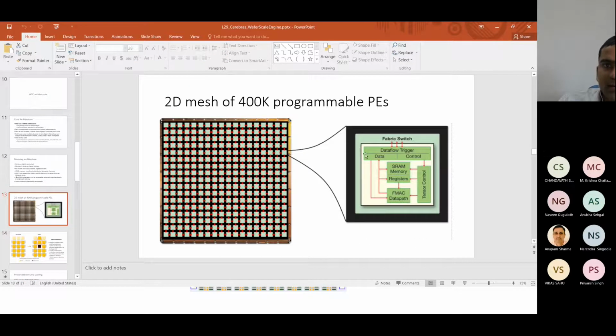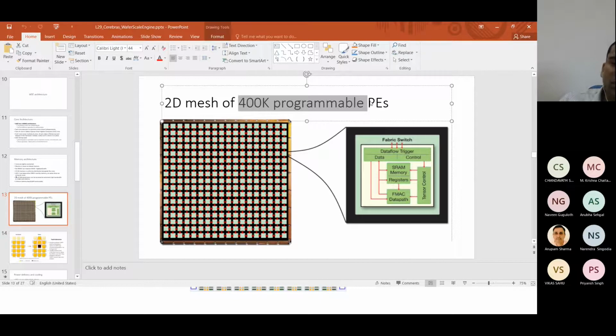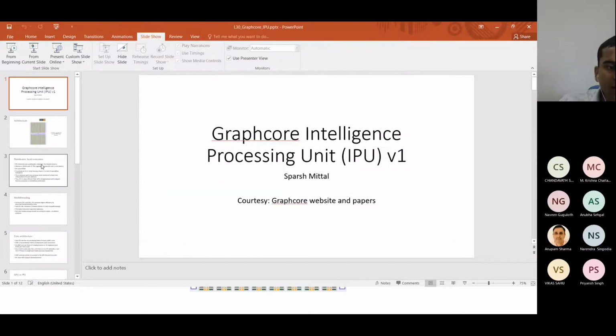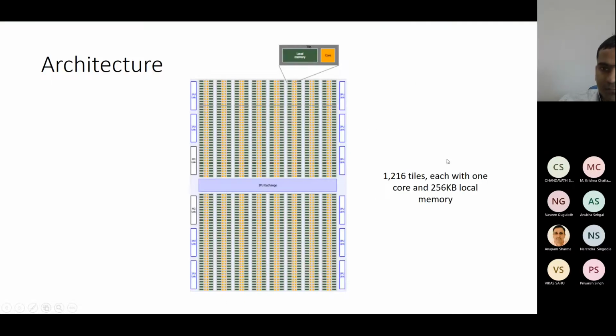So here, this is 4 lakh cores. You can call it core or you can call it P. Every core has its own local memory, SRAM memory. Similarly, here we are calling it a tile. Each tile has its own core and its own local memory. So here also the memory is local. It's a very, very distributed architecture. There is no sharing of memory. That means there is no single memory that is shared between the cores. Every core has its own memory.